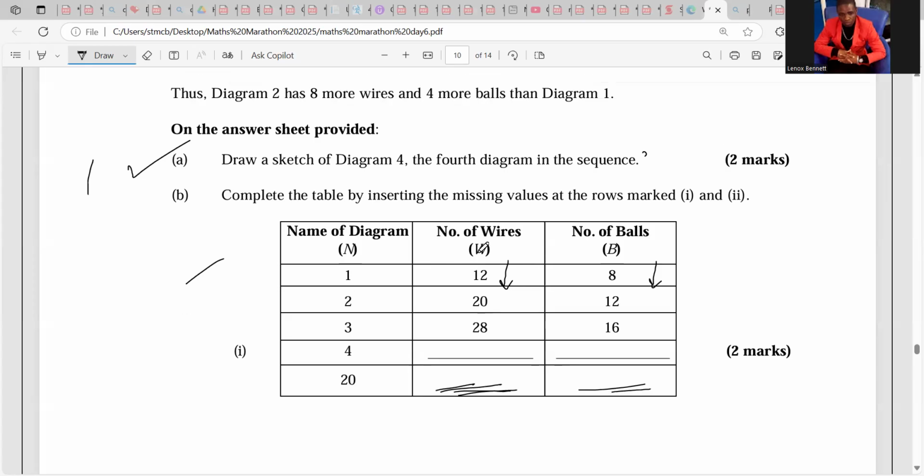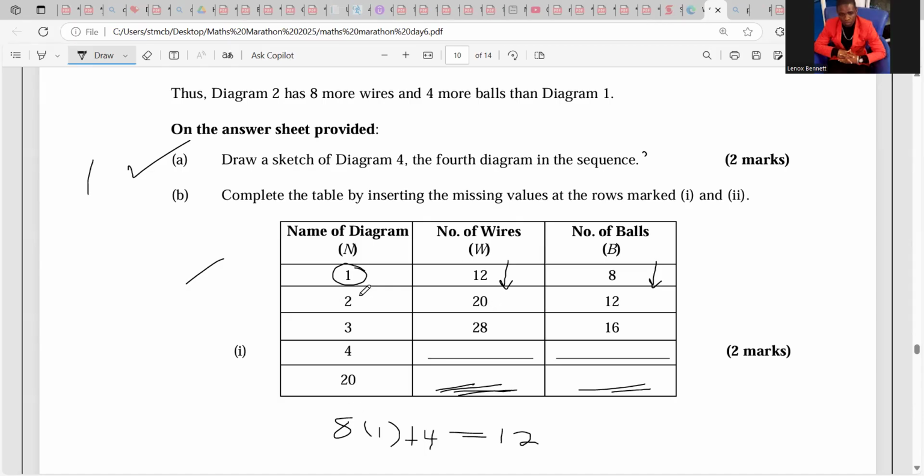So for the wires, 8 is involved, right? We can use the first one. We have n equals 1, because we know we multiply, then do something else, some function, and the result should give us 12. So basically, we can see that we add 4, because 8 times 1 is 8, and then you add 4. So this is 8n plus 4.